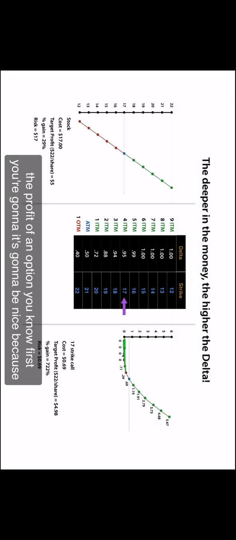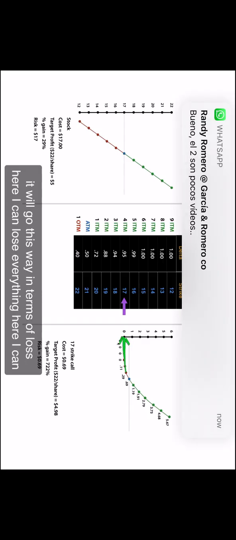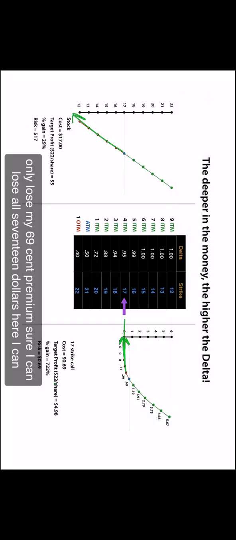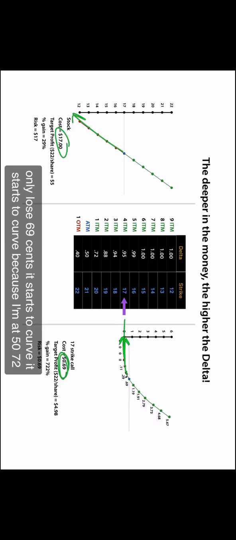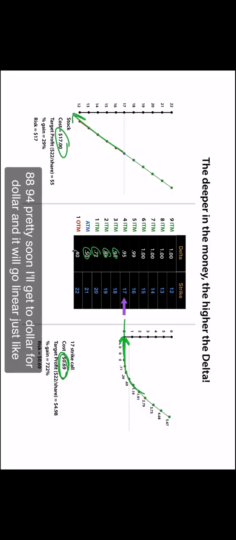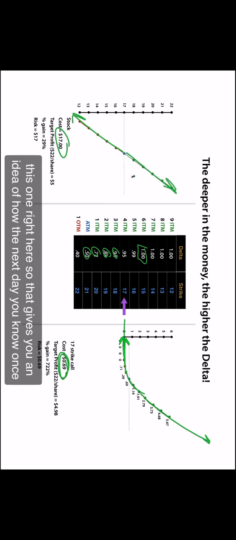So when you look at the profit of an option, first it's going to be nice because it will go this way in terms of loss. Here I can lose everything. Here I can only lose my 69-cent premium. Here I can lose all $17. Here I can only lose 69 cents. It starts to curve because I'm at 50, 72, 80, 94. Pretty soon I'll get to dollar per dollar, and it will go linear just like this one right here.